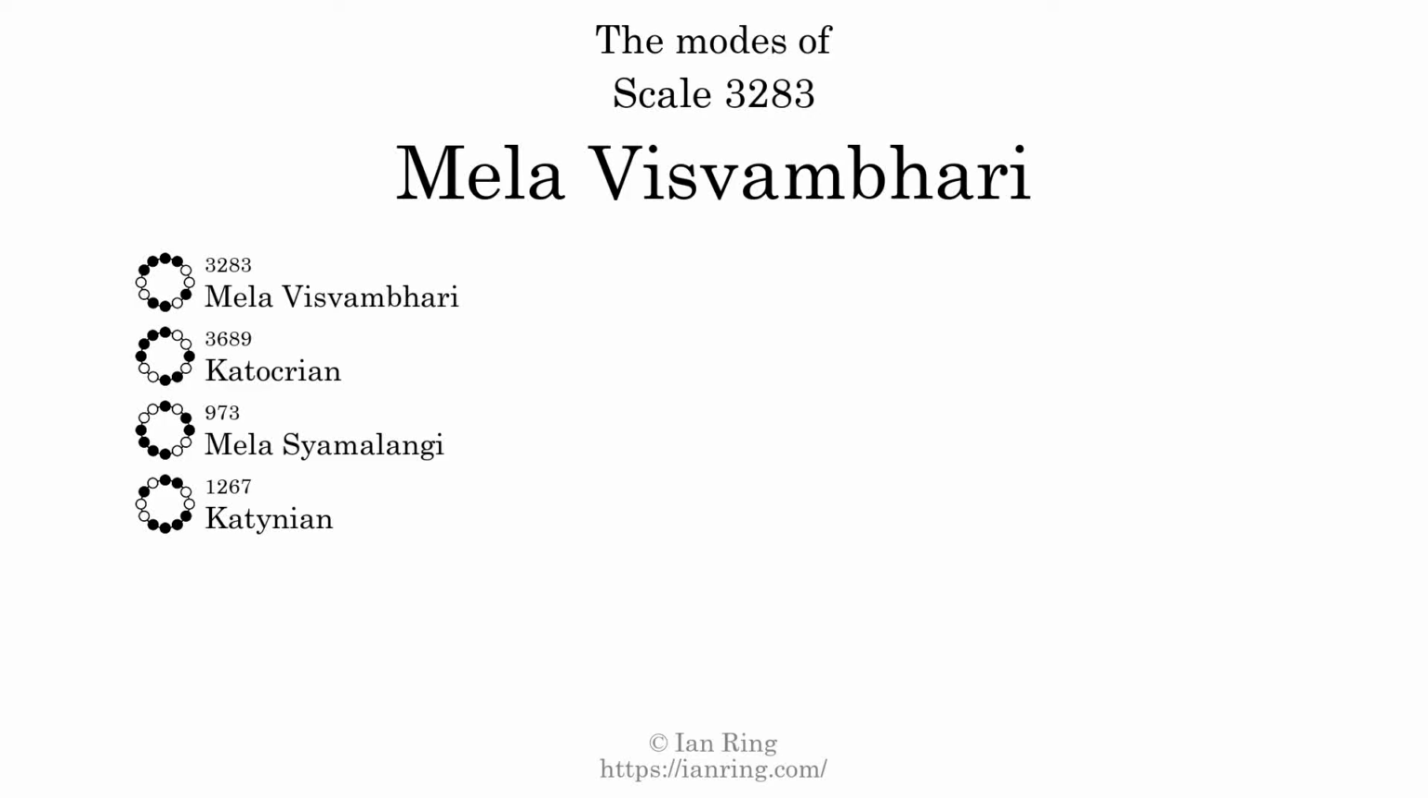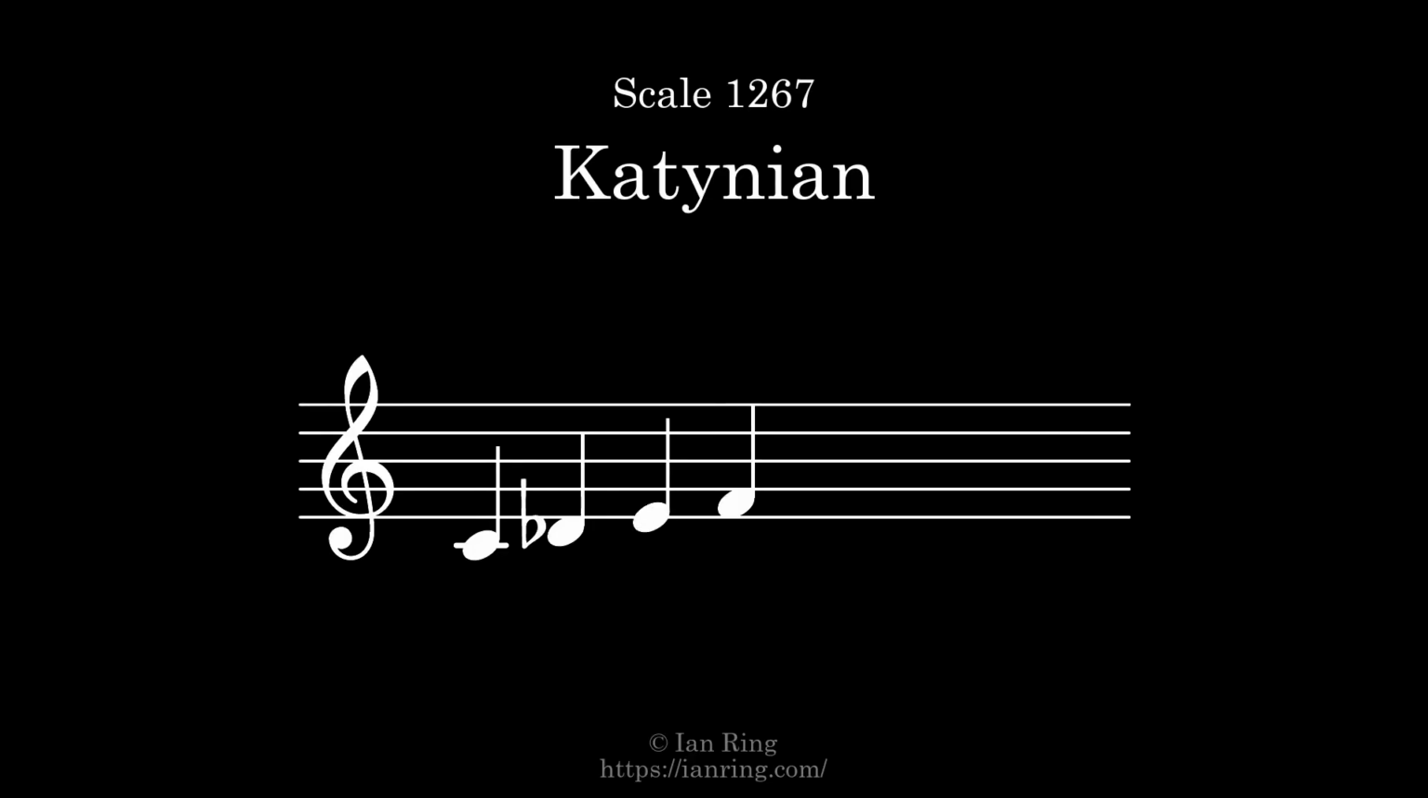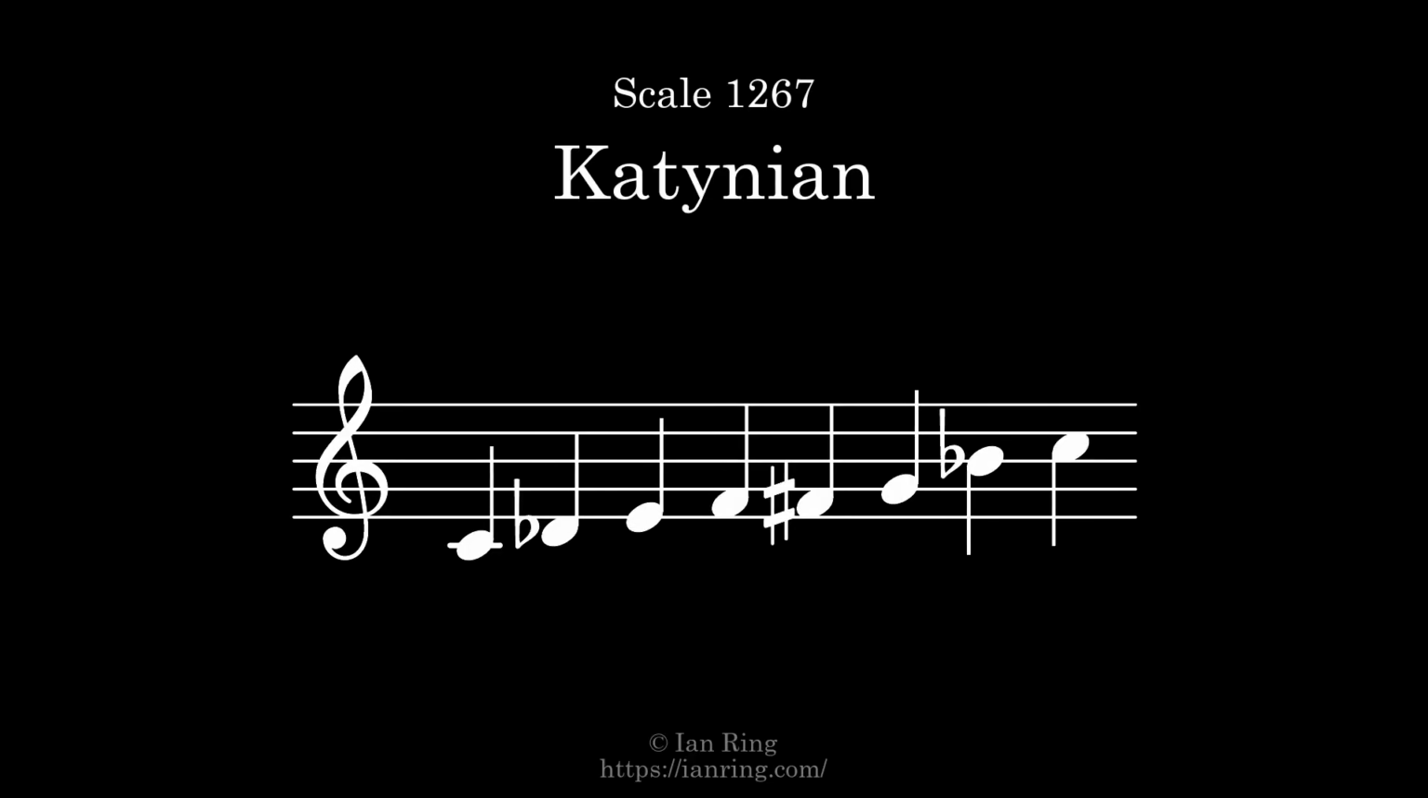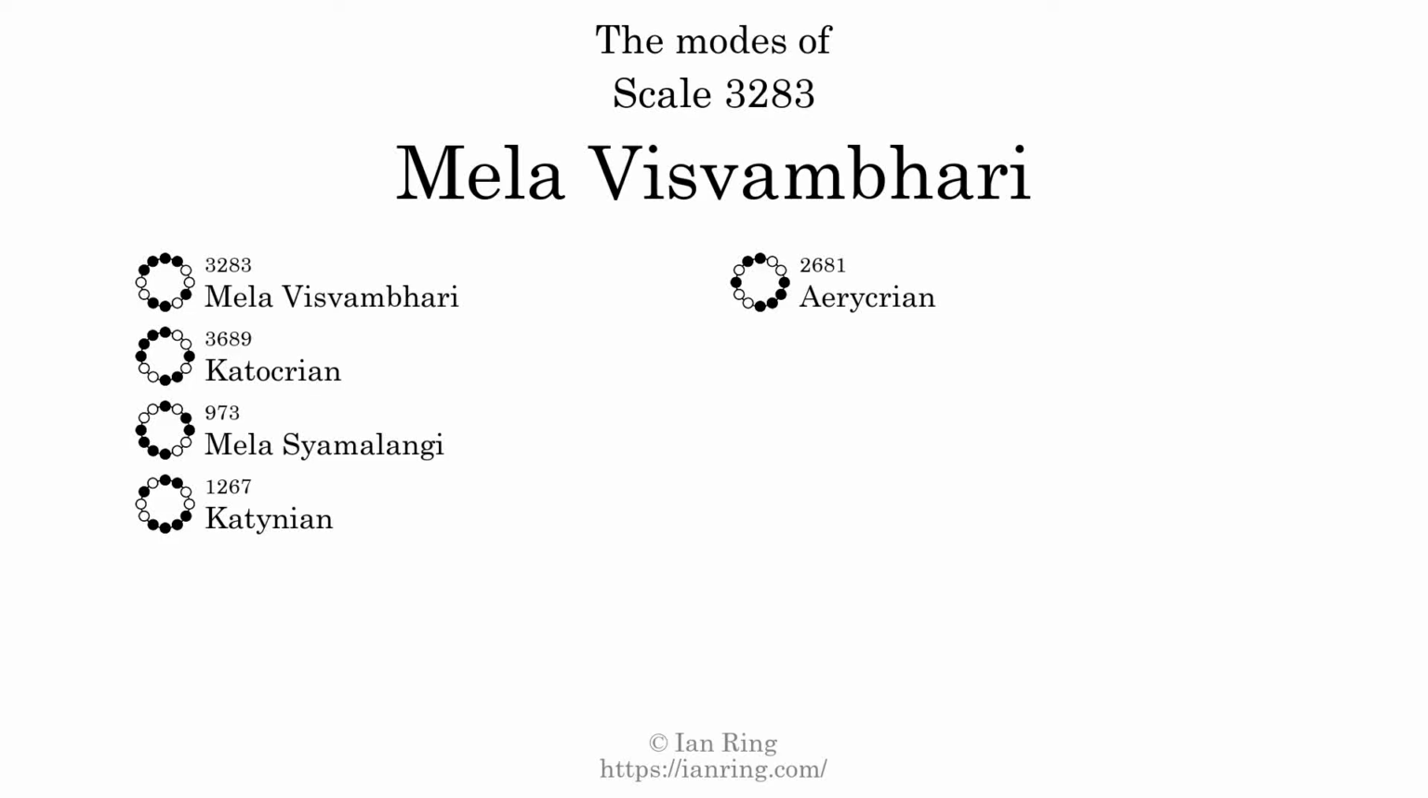The fourth mode is scale 1267, also known as Catinian. It sounds like this. The fifth mode is scale 2681, also known as Aricrian. It sounds like this.